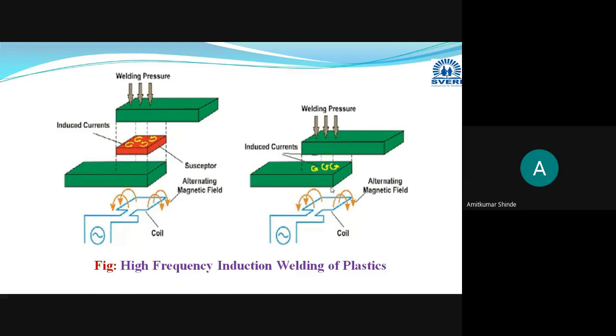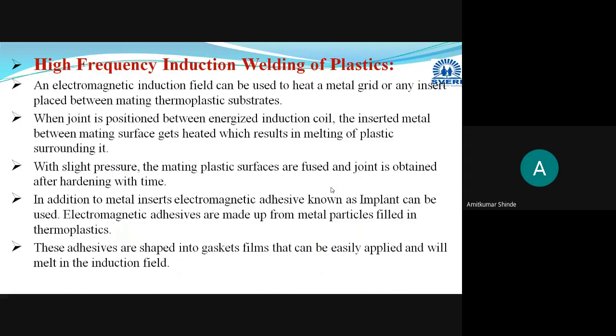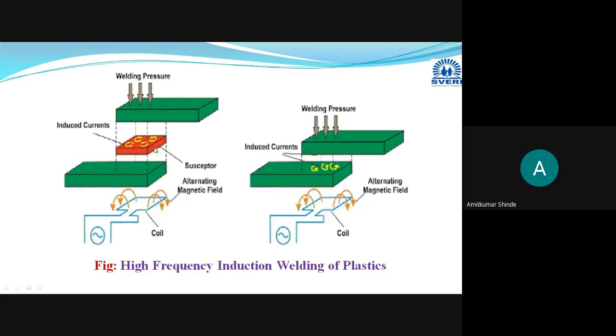And the same points I have highlighted in this slide here. An electromagnetic induction field can be used to heat a metal grid or insert which is placed between the mating thermoplastic substrates. These are nothing but the thermoplastic or plastic substrates. Mating means we are going to join them.